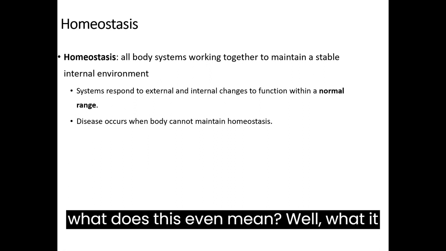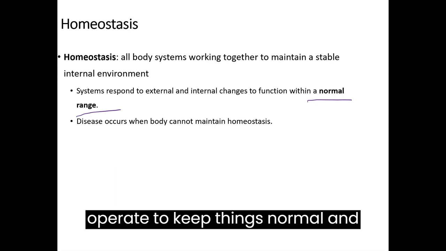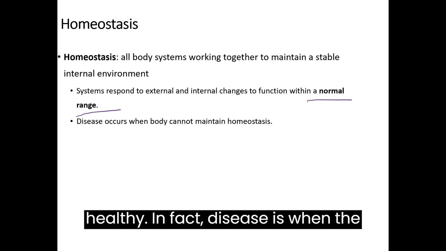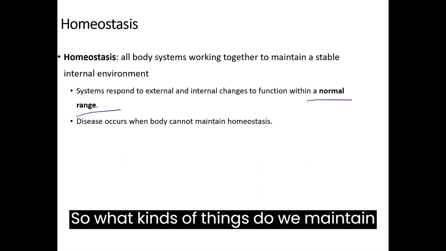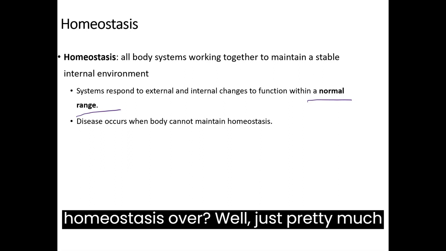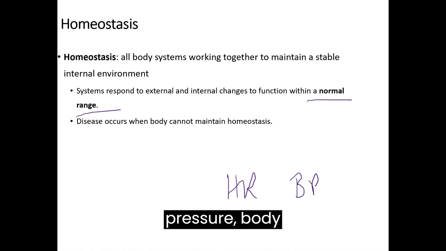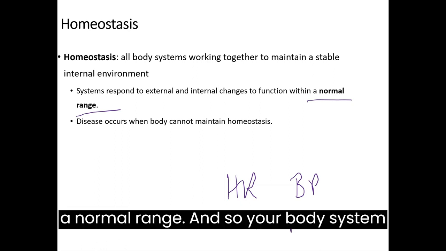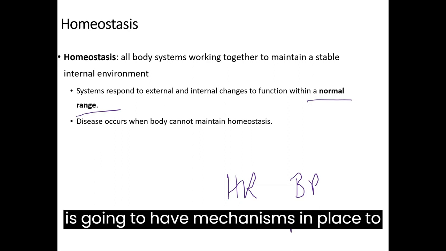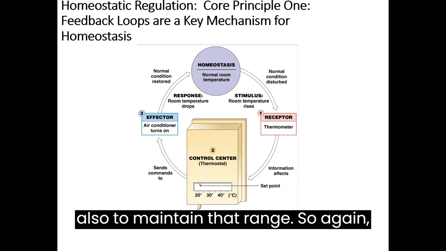So what does this even mean? Well, what it means is we try to have a range that our body systems always operate to keep things normal and healthy. In fact, disease is when the body loses control over homeostasis. So what kinds of things do we maintain homeostasis over? Well, pretty much everything. Think about things like your heart rate, blood pressure, body temperature, blood glucose levels. Everything has a normal range, and so your body system is going to have mechanisms in place to know what's going on in the body and also to maintain that range.